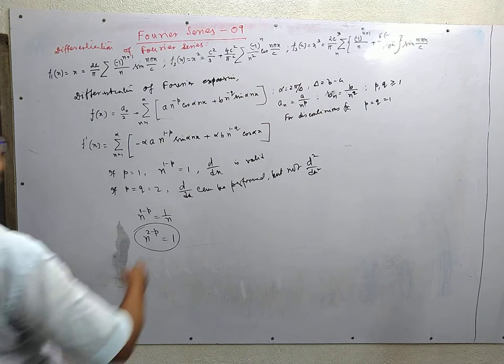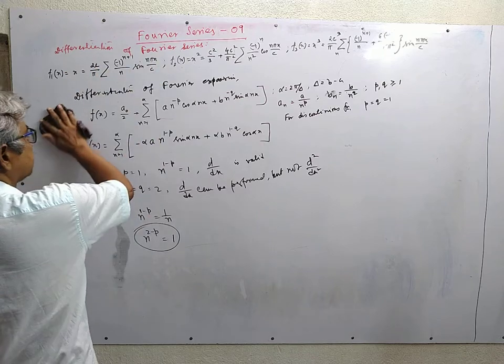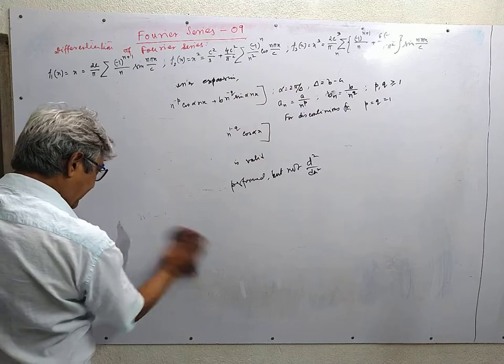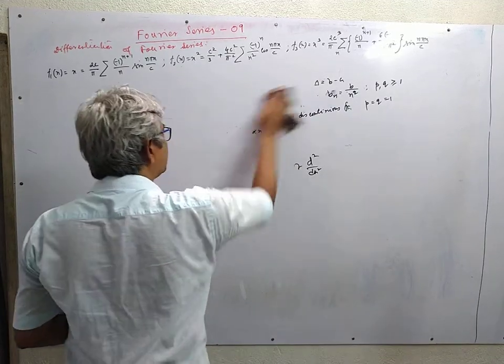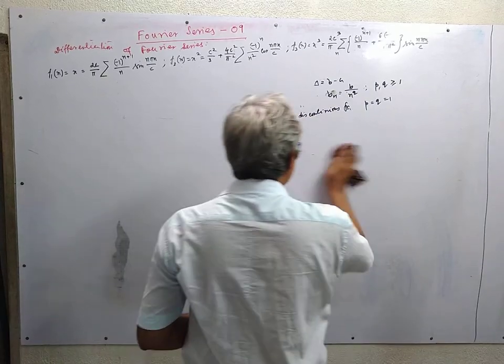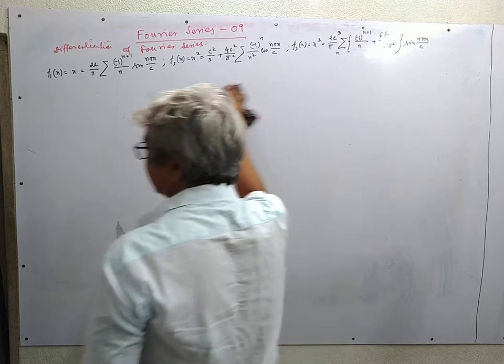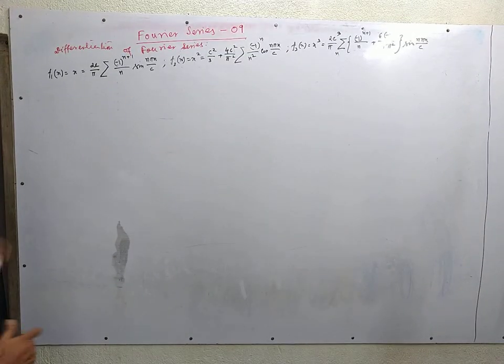Let us see by differentiating these two one by one, and then we shall come to a general theory which will show us what condition should be satisfied by the functions so that the differentiation yields the correct result.